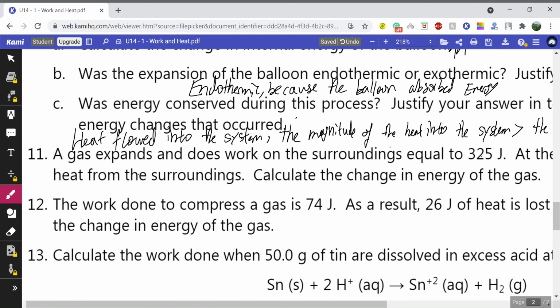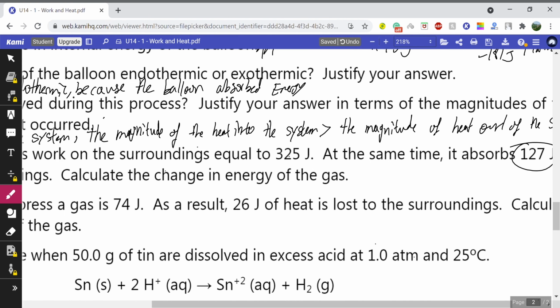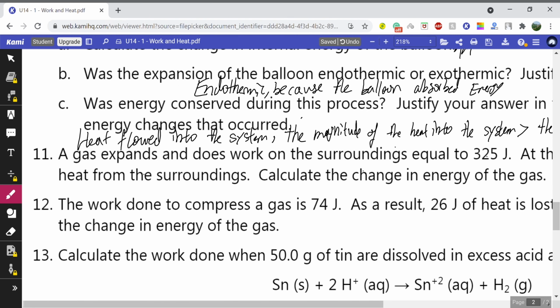So for this one, gas expands and does work on the surroundings equal to 325 joules. At the same time, it absorbs 127 joules of heat from the surroundings. Calculate the change of energy. So change of energy is equal to work plus Q.